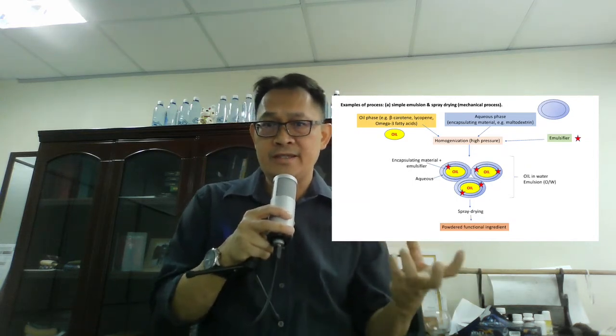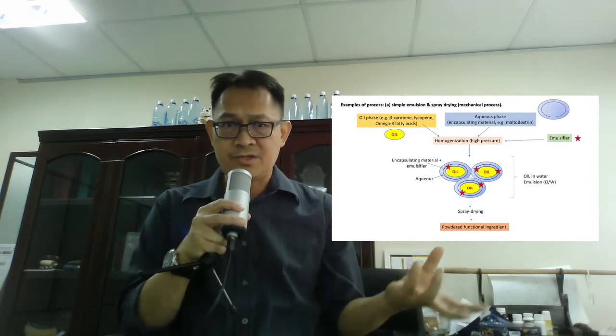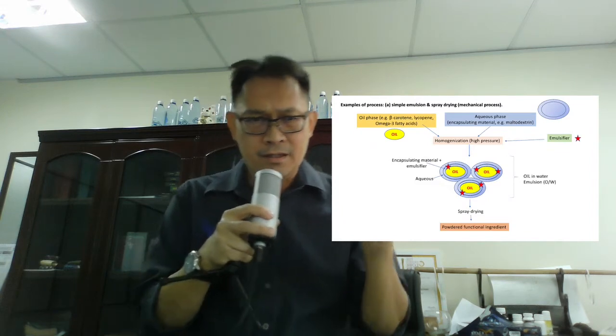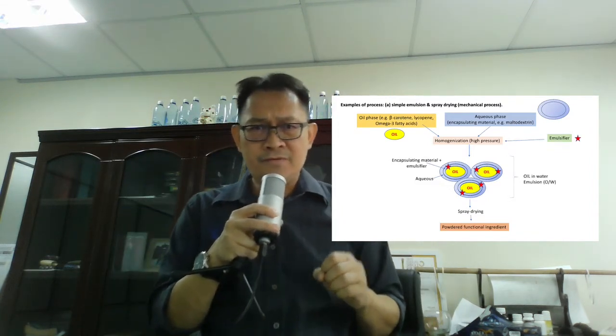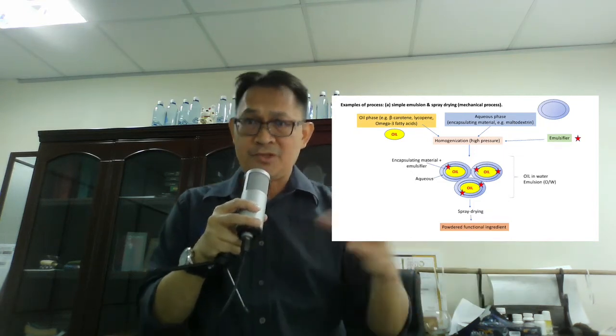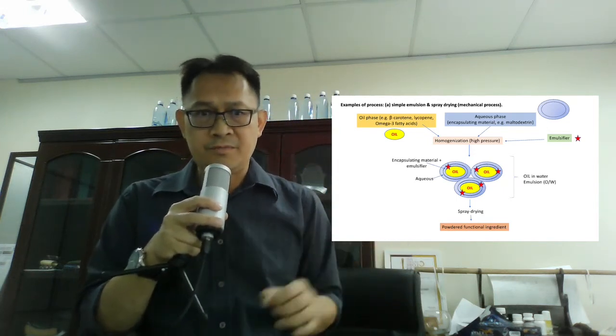This is when they add the encapsulant material, in this case could be maltodextrin, and then an emulsifier. So after homogenization under high pressure, you will have this emulsion. We call this emulsion an oil in water emulsion.